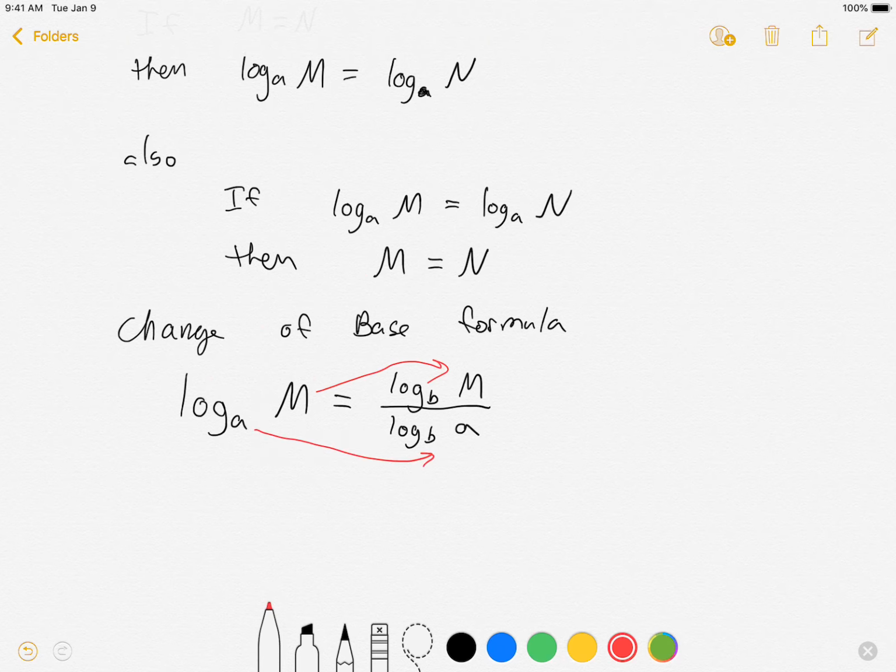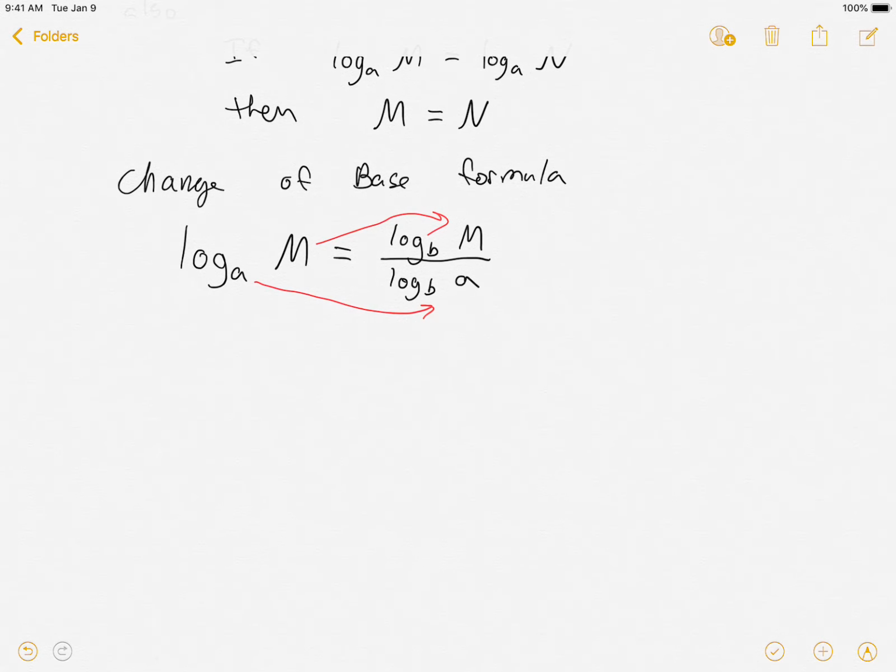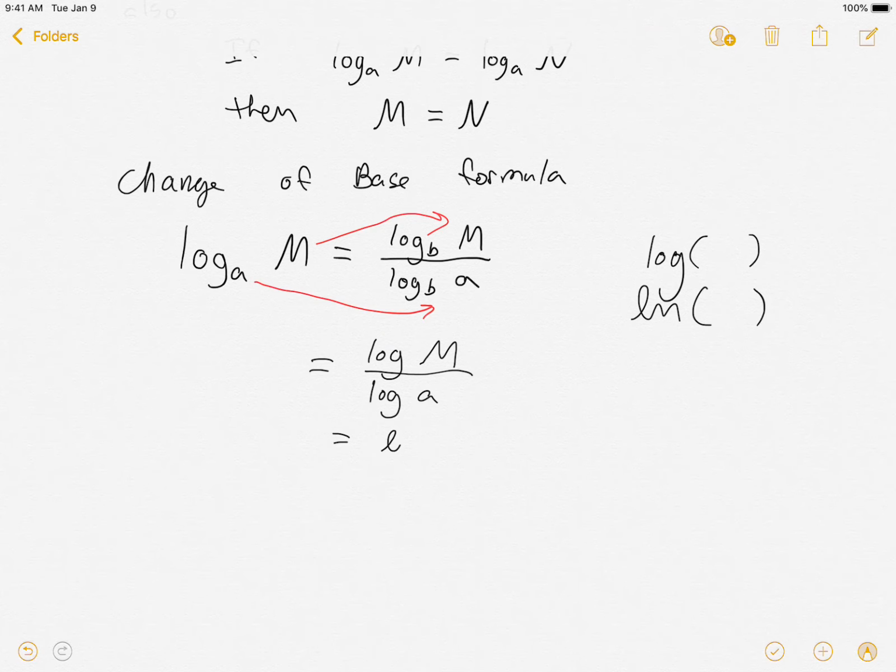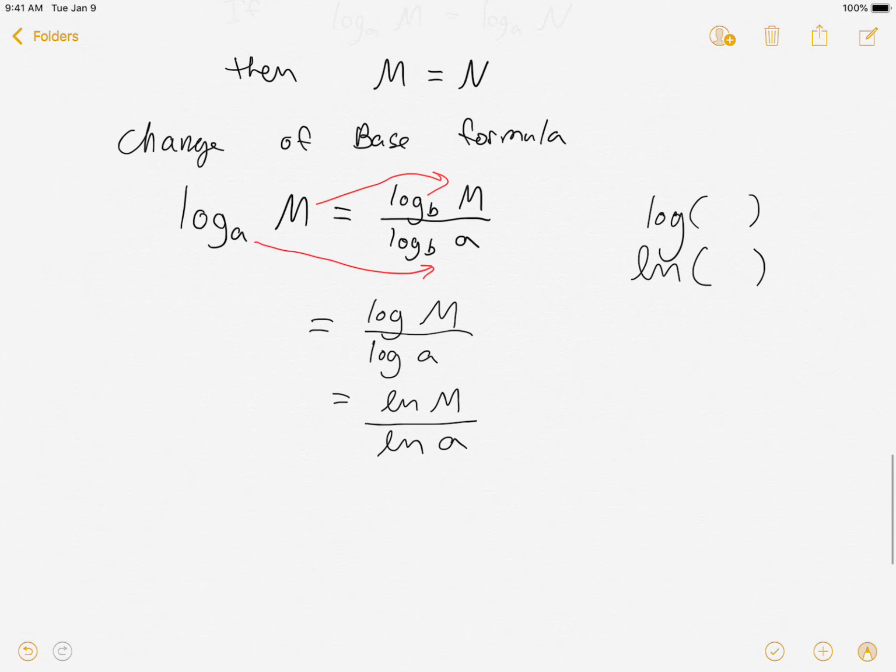Now, why is that handy? Well, if you look at the calculator, it has only two buttons, log and natural log. You see, we can't change the base. So if we have this change of base formula, we can change it to whatever base we want, so we could change it to base 10, or we could change it to natural log. So that would be our way of evaluating a log.